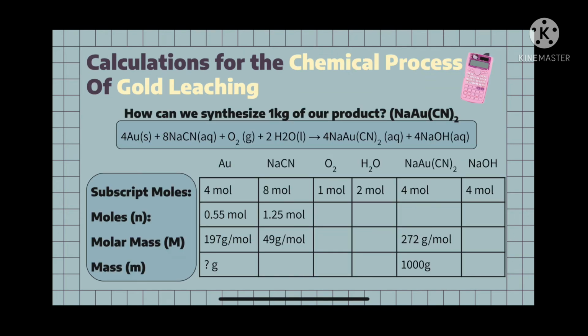Oh, here we got some cool calculations for the chemical process of gold leaching. The question is, how can we synthesize 1 kilogram of our product? So, at the top of the slide, you will see the chemical reactions and our givens. Disclaimer: givens for moles were made up for the sake of the example. Our main focus here will be on gold and sodium cyanide as reactants, and gold-infused sodium cyanide as our product.